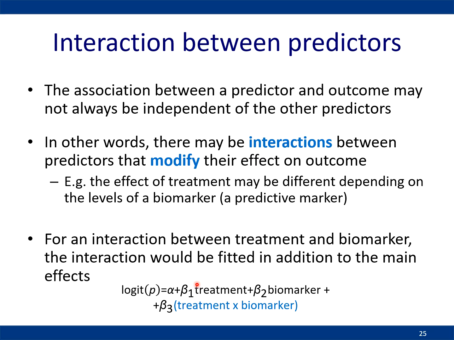And the way in which we model an interaction is to include the main effects for both of the variables. So here, for example, we have treatment and we have the biomarker, and then we include the interaction term. So we estimate another parameter, and this is for the interaction. This is treatment multiplied by the biomarker value. So this is how much the log odds of the outcome are modified in addition to the main effects of treatment and biomarker.